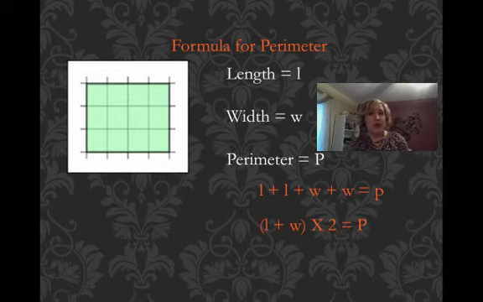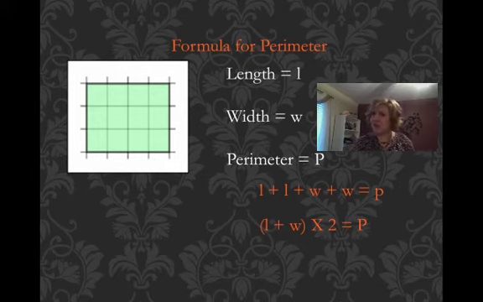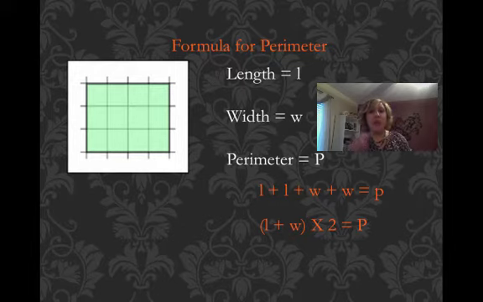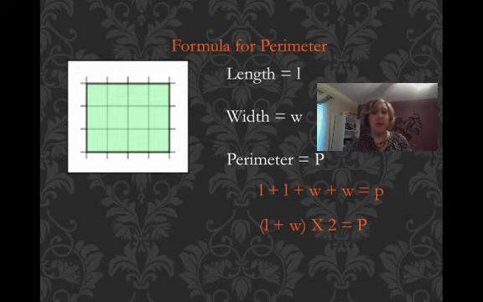We also can write this in a shorter way. We're all about making things faster, right? Especially when you're doing your homework. So if you have length plus your width, and you times that by 2, you're going to get perimeter. So it's the same thing. Take a look at those 2 formulas, and you can see that they're saying the exact same thing, except the second one is just a little bit shorter. Now, why would we have it in parentheses?